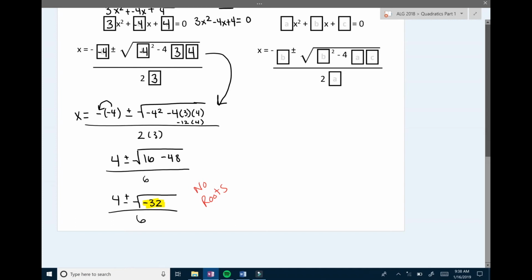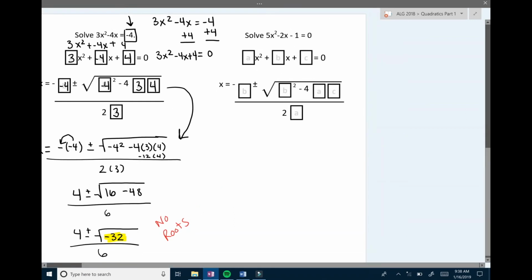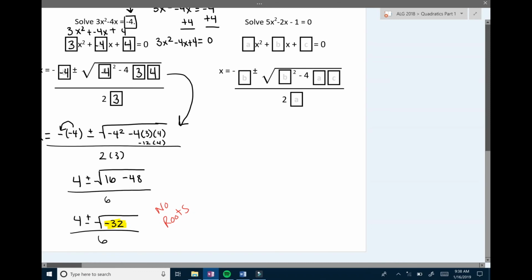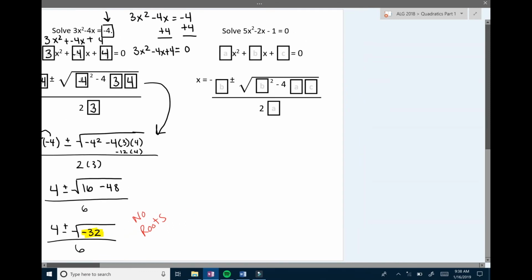And I'm done. Because this number is a negative, I have no roots. Now, if this number was positive, I could keep going. But since this number is a negative, I cannot continue this problem, and I would just write no roots. Okay? All right. Remember, if you get lost, stop the video, pause it, rewind it, and go from there.